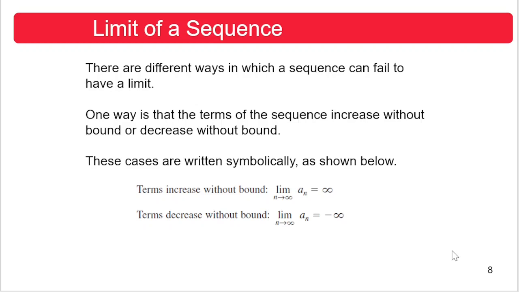For sequences whose terms increase without bound, symbolically you can write this as the limit of a sub n as n approaches infinity is equal to infinity. And for sequences whose terms decrease without bound, we can write this in this notation as the limit of a sub n is negative infinity as n approaches infinity.